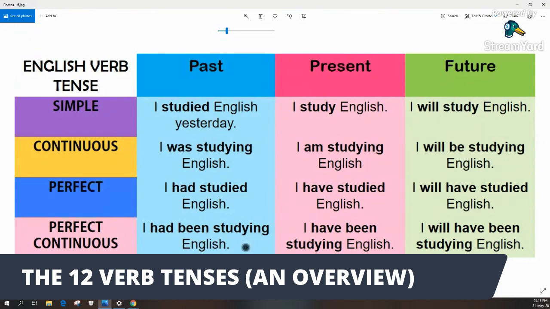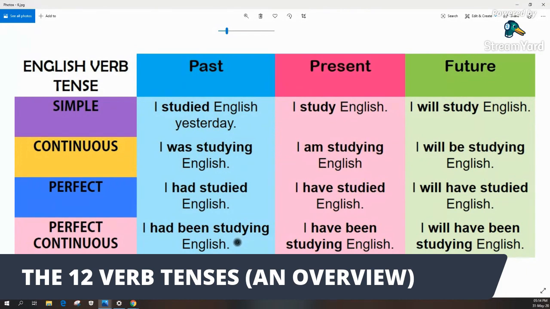So this is to indicate an action in the past that began before a certain point in the past and continued up until that time. For example, I had been eating pizza for 2 hours when you arrived.